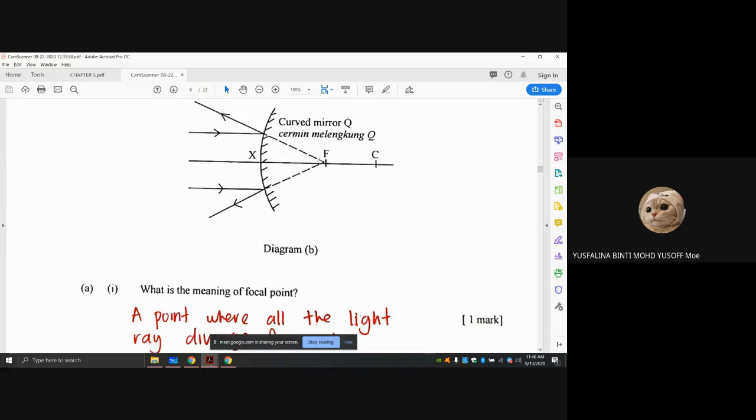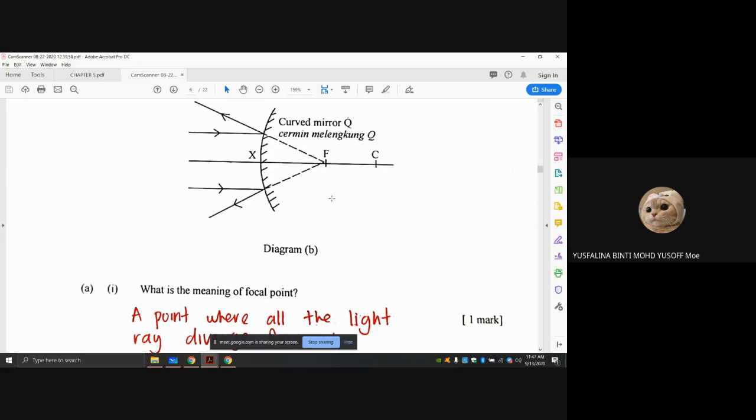Okay, so you can see the focal length from the focal line. You can see all the rays diverge, right? It diverges. A point where all the light rays diverge from it. So it's from F that they diverge. The light rays diverge.